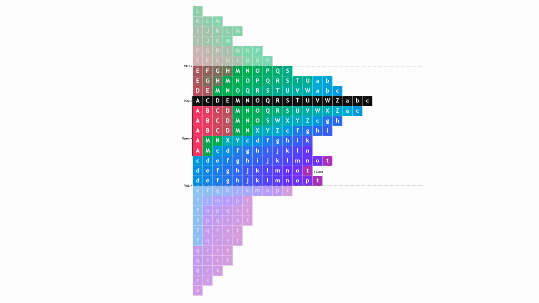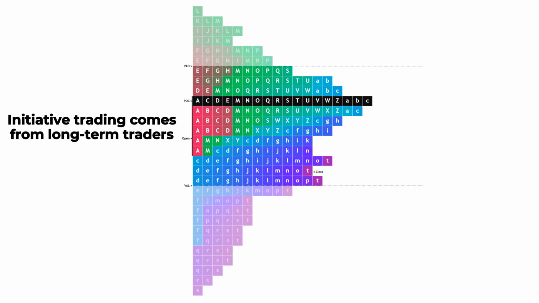Initiative trading comes from the activity of long-term traders. If price exceeds the upper extreme of the value area or initial balance, the long-term market participants may still think that price is low because they are thinking about future value, not current value. The consequence is that they initiate an uptrend. This is called initiative buying.